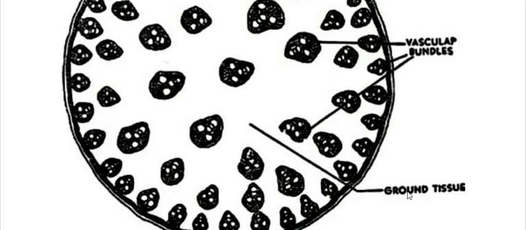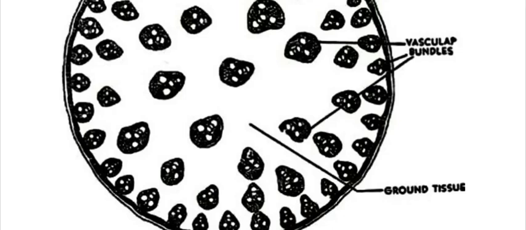And then the fourth major part is that in the ground tissue scattered vascular bundles are present, and these vascular bundles on the peripheral side are more in number while small in size, but the vascular bundles in the central part are large in size but less in number.